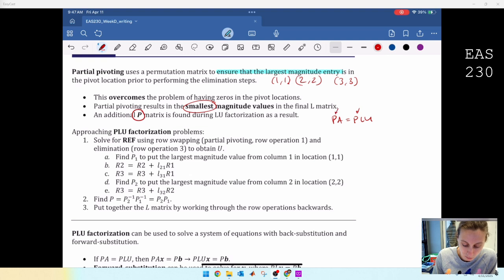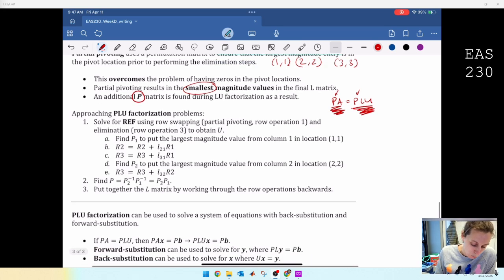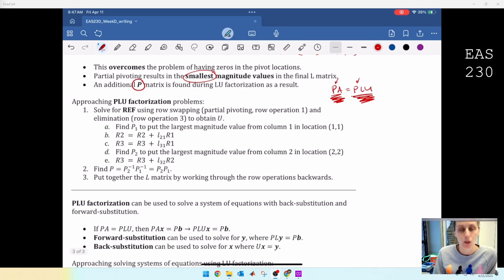We've got this P here. So if we rearrange the rows in L times U, we also rearrange them in A. Okay, so this gives us some additional steps in our solution. We're still going to solve for REF, but we're going to do our partial pivoting first before we do our elimination steps for a given column.